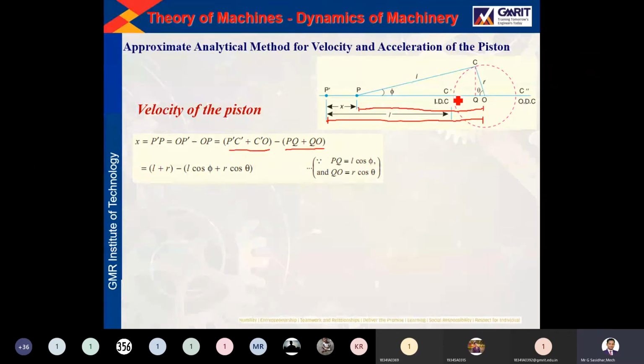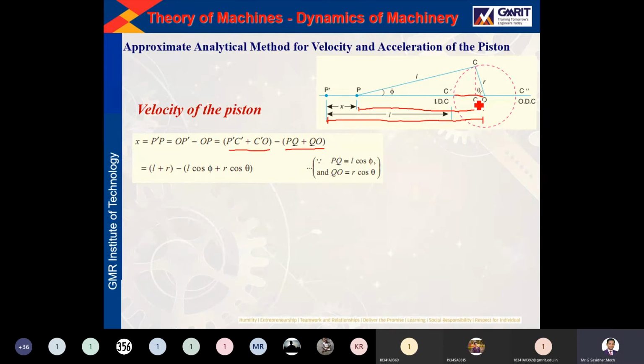P dash C dash plus C dash O, then OP, PQ plus QO. Now what is P dash C dash? This distance. P dash C dash is nothing but L in the problem. In the diagram it is clearly visible. And what is C dash O? C dash O is nothing but crank radius R. So L plus R minus PQ. Where is PQ? This one.